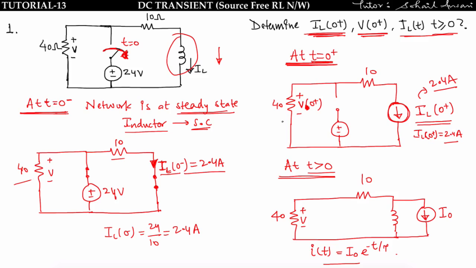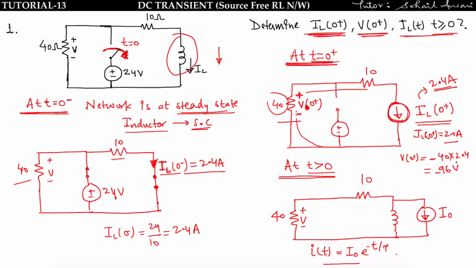So find the voltage across the 40 ohm resistor at t equal to 0 plus. What will you get? V of 0 plus is nothing but this current source is in series with this 40 ohm and 10 ohm, since the source is removed. So this current source is in series with 40 ohm and 10 ohm, that means 2.4 ampere current is flowing through this resistor. So V of 0 plus will be, see the polarity of this is from minus to plus, that is minus 40 multiplied by 2.4, that is equal to 96 volt in negative.